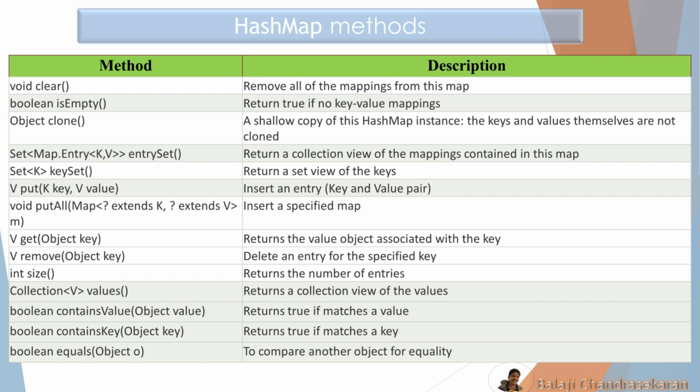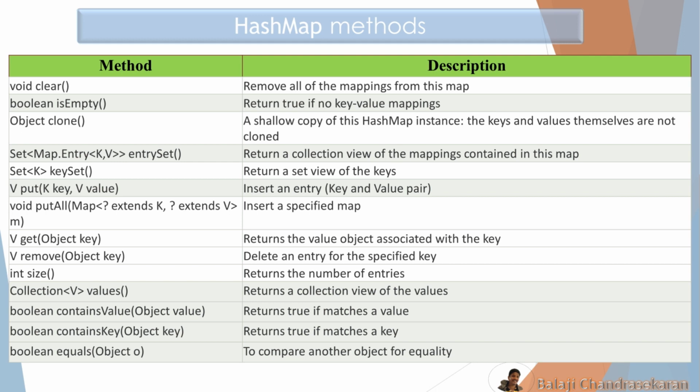The remove method removes the mapping for the specified key from the map if it is present. The size method returns the number of key value mappings in the map. The values method returns a collection view of the values contained in the map. The containsKey method returns true if the map contains a mapping for the specified key. The containsValue method returns true if the map maps one or more keys to the specified value.